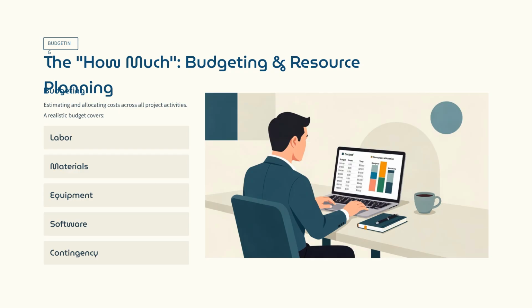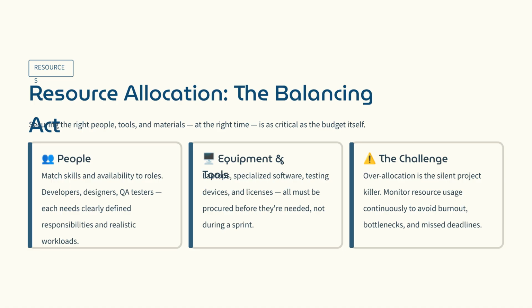A realistic budget must estimate and allocate costs for labor, materials, equipment, software, and contingency. Resource allocation is a balancing act. It involves securing the right people, equipment, and tools at the right time. Monitoring resource usage is essential to avoid burnout and missed deadlines.